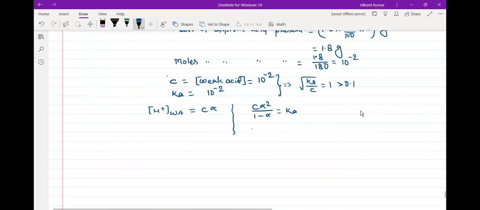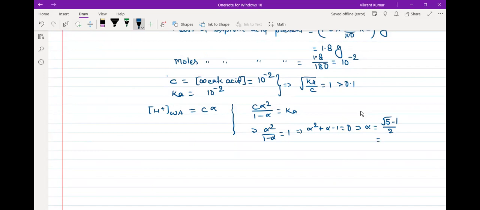Actually, it is coming alpha squared by 1 minus alpha is 1. That means alpha squared plus alpha minus 1 is 0. So alpha will be 0.618. कहाँ से आया था? तो root 5 minus 1 by 2. इससे आया था, तो that is 0.618 आ गया.